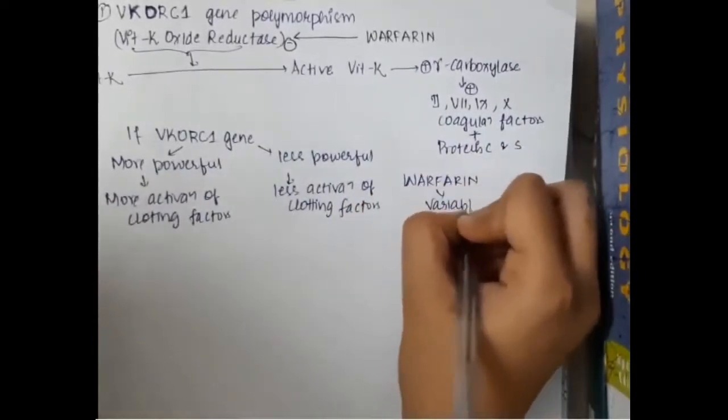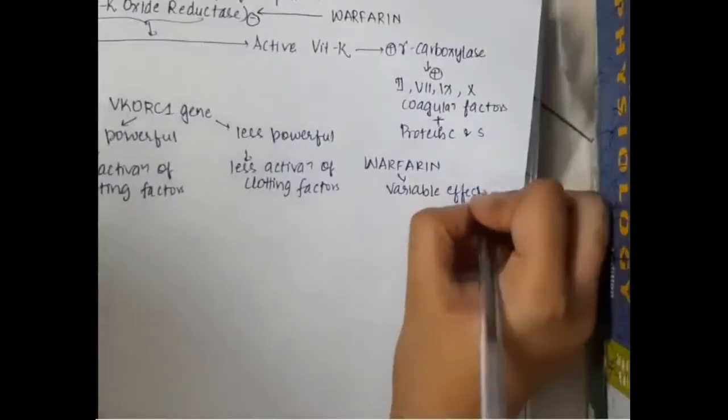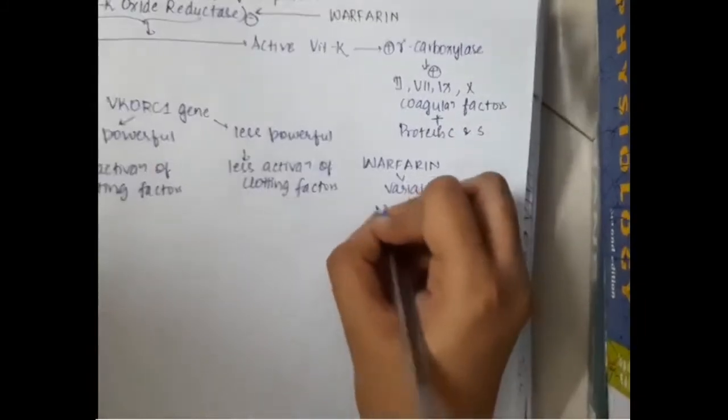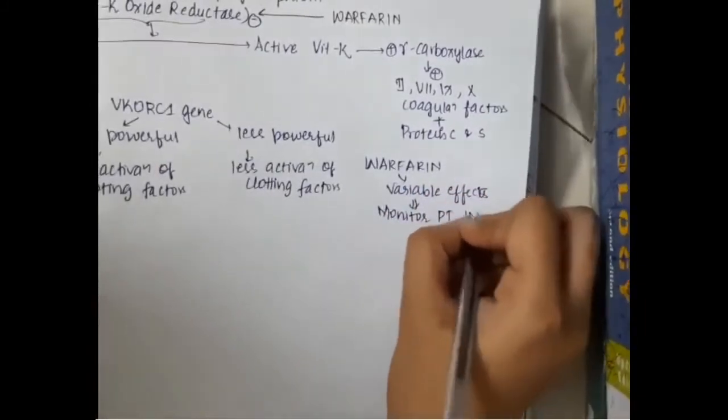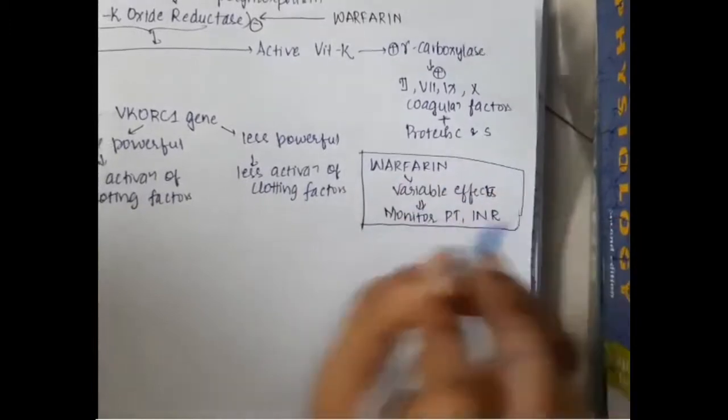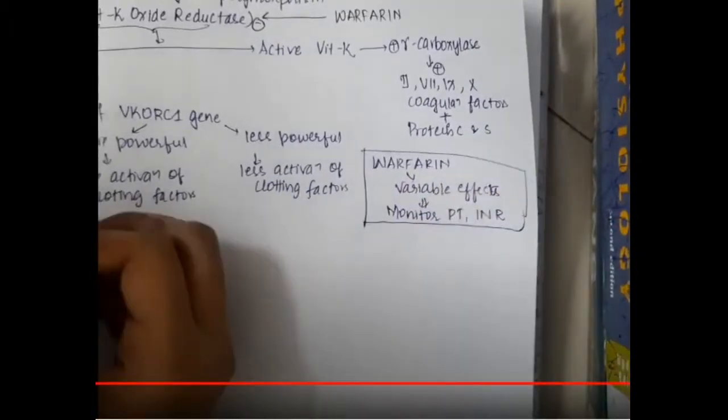So warfarin has variable effects in a person based on the VKORC1 gene. If the person has a more powerful VKORC1 gene, he has more activation of clotting factors. If he has a less powerful VKORC1 gene, he has less activation of clotting factors. This mainly depends upon this gene. So warfarin has variable effects, and we have to monitor the PT and INR values of that person.